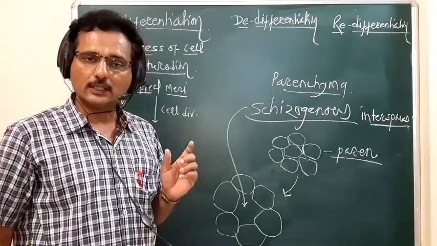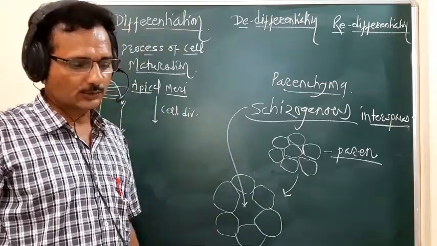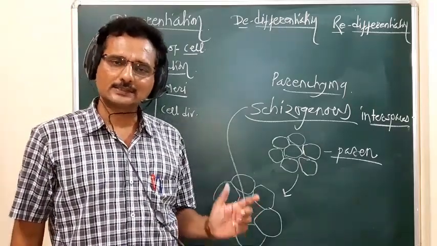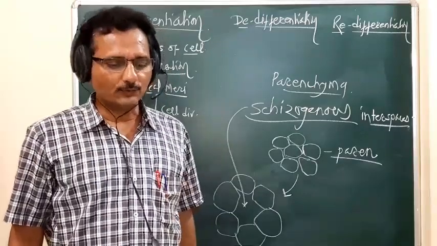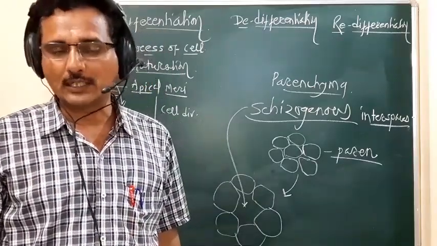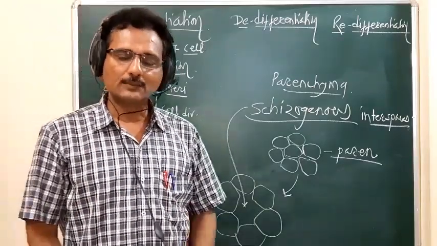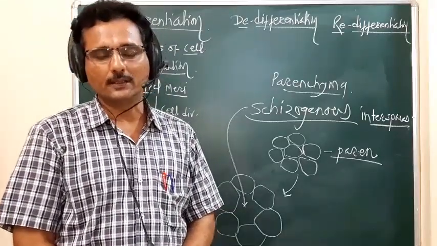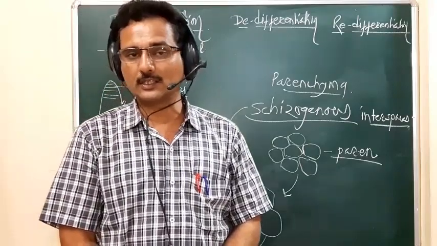So, what is the function of this schizogenous interspaces? Remember that schizogenous interspaces in case of aquatic plant provide the mechanical support to that plant. Along with that, they provide the buoyancy to that plant. Buoyancy in the sense, in Marathi we say the ability to float on water.